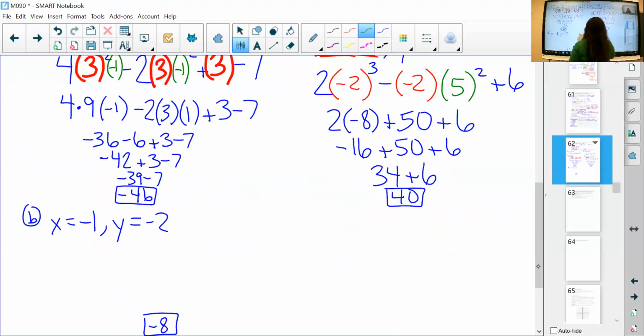And I'll give you one to do. For B, x is negative 4, y equals negative 3. Go ahead and try that one out. When you're done with those, take a look at worksheets, pages 111 to 112.